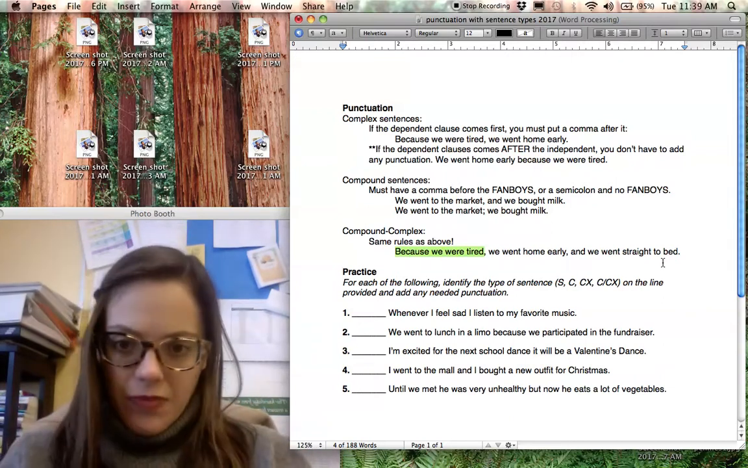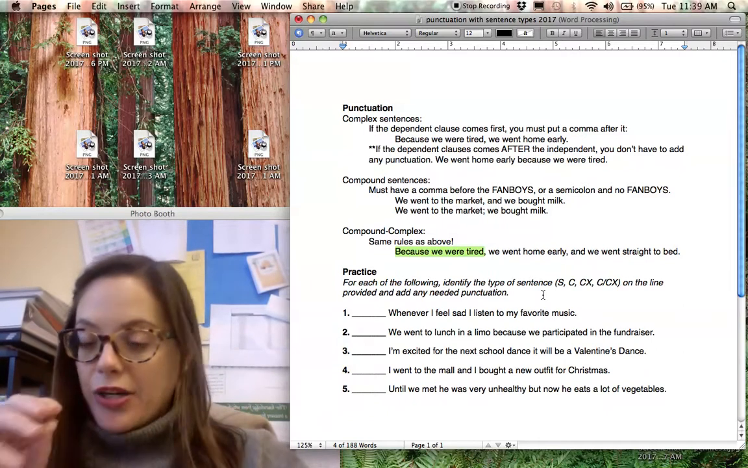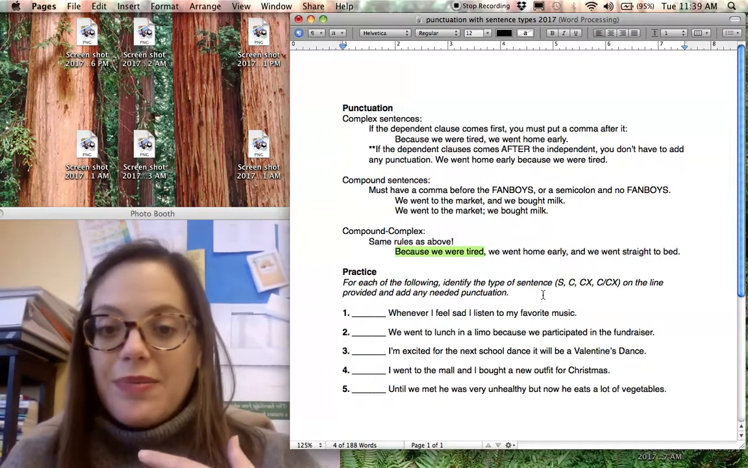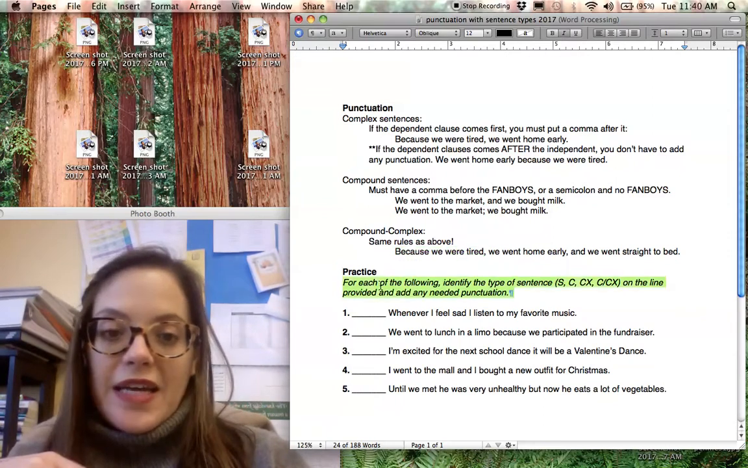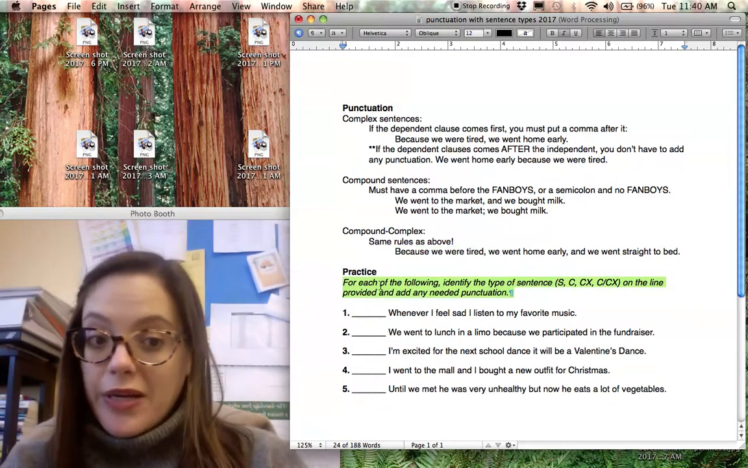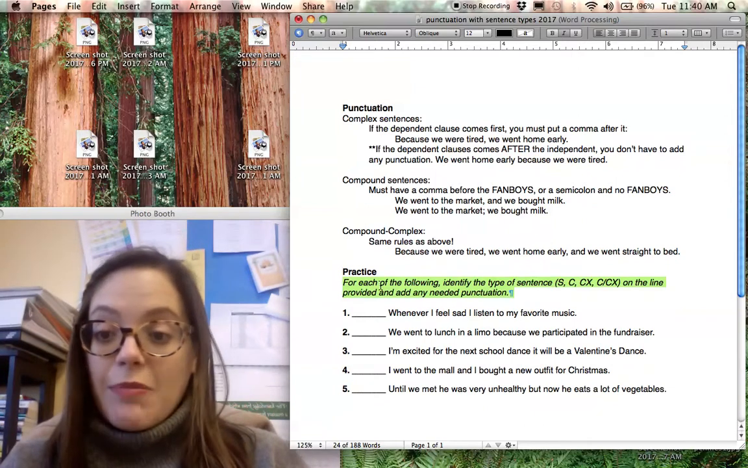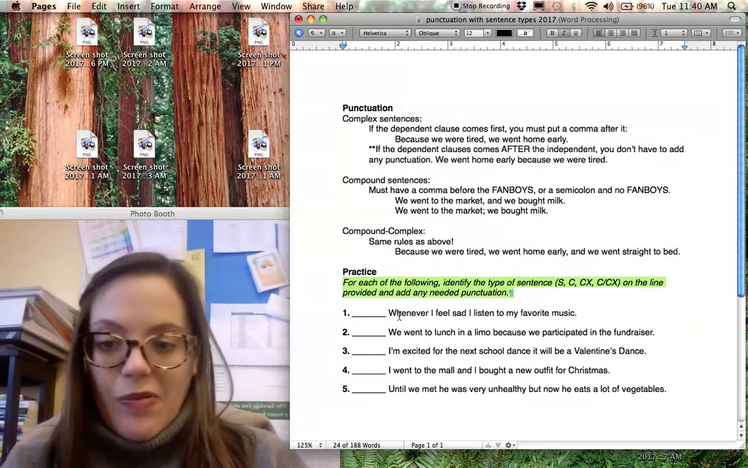All right. Now, let's take a look at some practice. And this is where I need you to mark on your paper whatever you see me mark on the screen. Okay, so it says, for each of the following, identify the type of sentence, simple, compound, complex, or compound complex, and add any needed punctuation. So, number 1, whenever I feel sad, I listen to my favorite music.